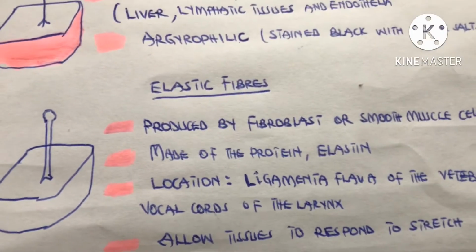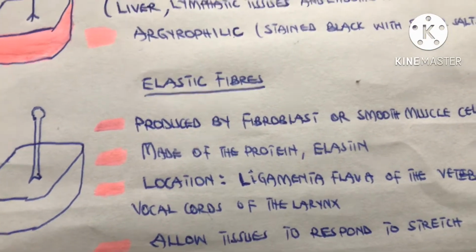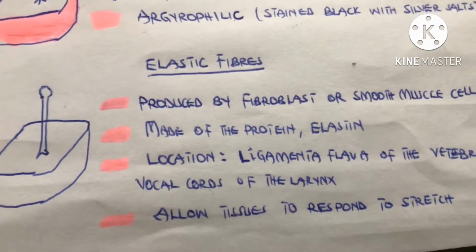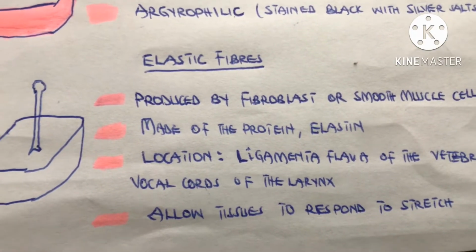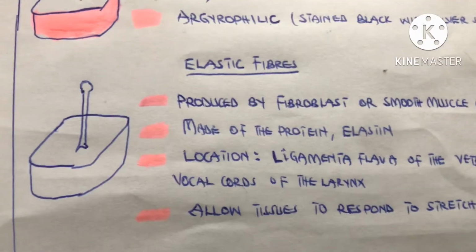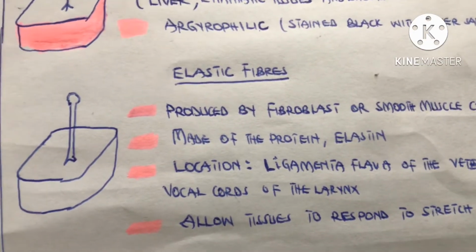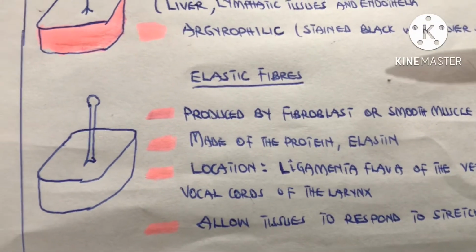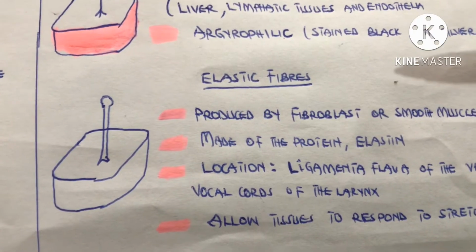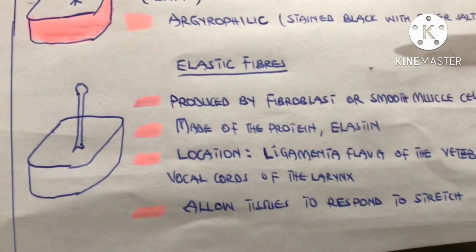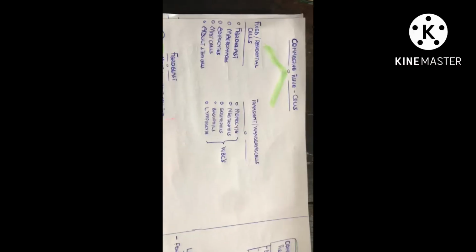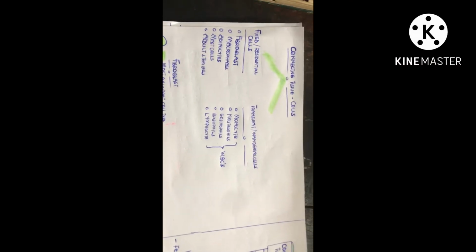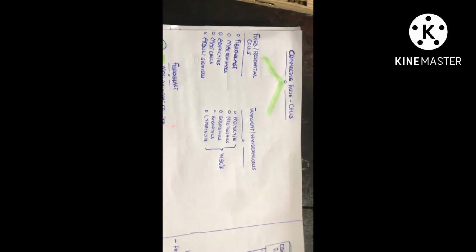They can also be found in the vocal cords of the larynx. These elastic fibers allow tissues to respond to stretch. So any organ that contains more elastic fibers can respond to stretch. So we've talked about the fibers and the ground substance.